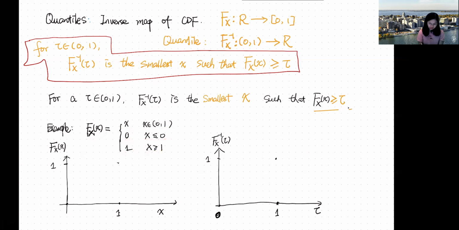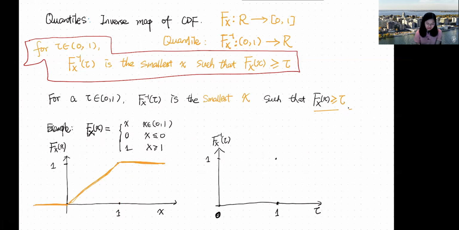So if we draw it on the graph, it looks like this. It's 0 for all the 0 or negative x, and it's 1 when x is greater than 1. And on the 0 to 1 interval, it is this 45-degree line. So this is the CDF we are considering. It is weakly increasing. It's strictly increasing on the 0, 1 interval, but flat elsewhere.